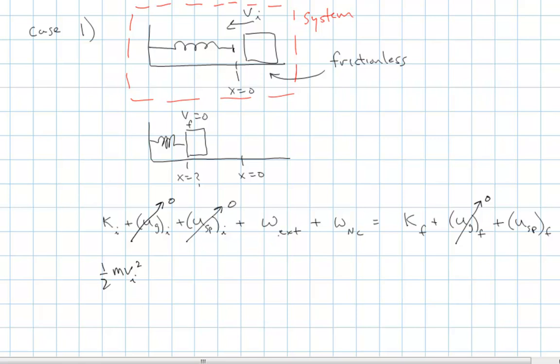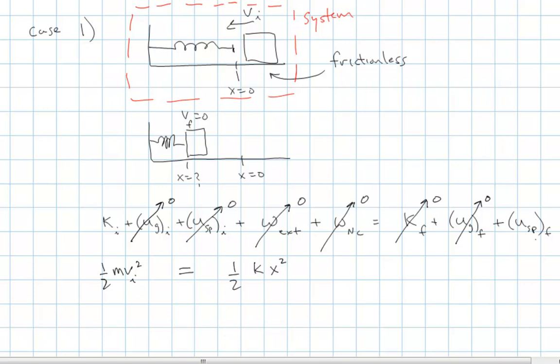Do we have any external forces acting on our system? No, we don't. Is there any friction? No. So our initial energy is just the energy of motion, the kinetic energy of the block. And at the end, it's not moving, so there's no kinetic energy, but there is spring energy. 1/2 k x squared, the distance the spring has compressed.